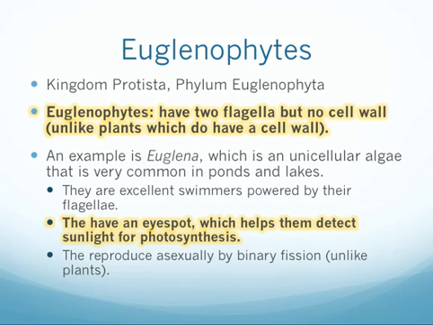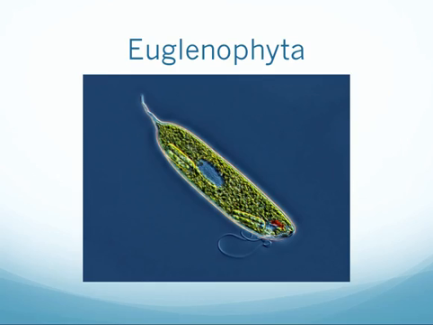It's a unicellular algae that is very common in ponds and lakes. They are excellent swimmers, powered by their flagella, and they have an eye spot, which helps them detect sunlight for photosynthesis. And they reproduce asexually by binary fission, unlike plants. So here's a euglenophyte. Down in the bottom right corner, you can see that little red spot. That is the eye spot that helps them detect sunlight. And then it's packed full of chloroplasts that help them make food through photosynthesis.